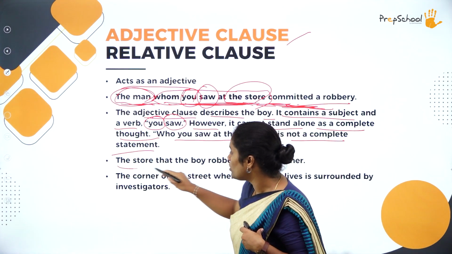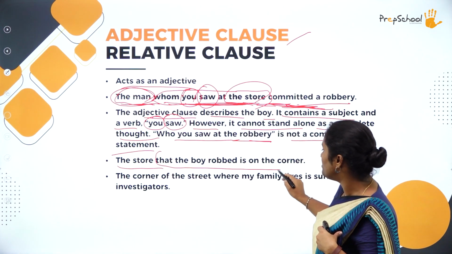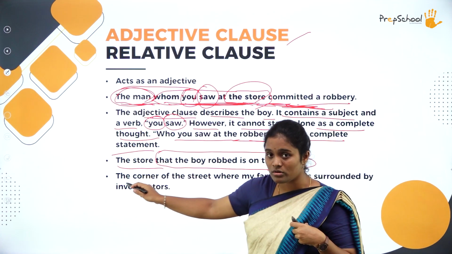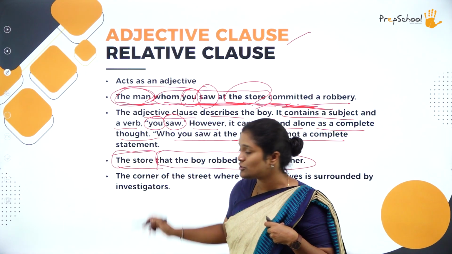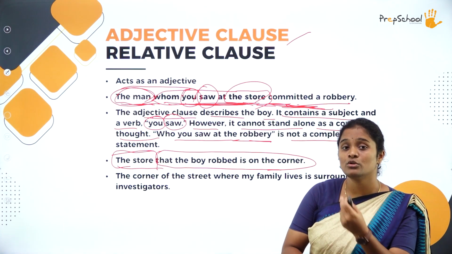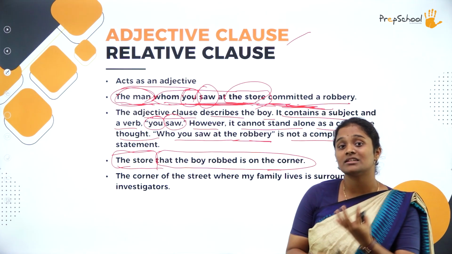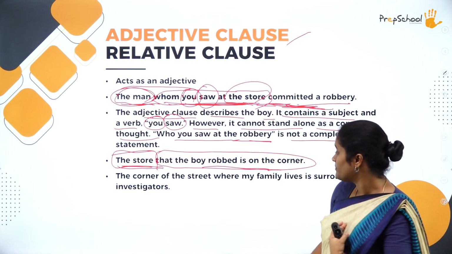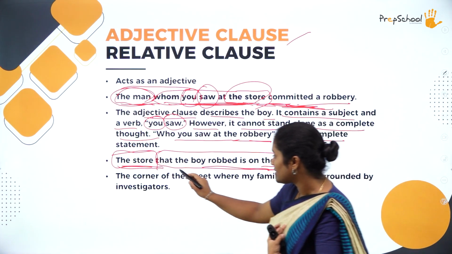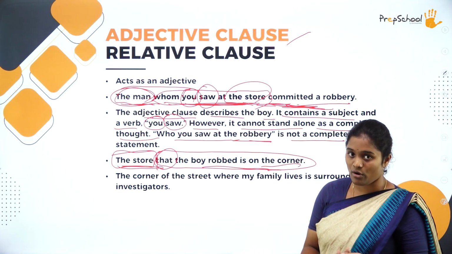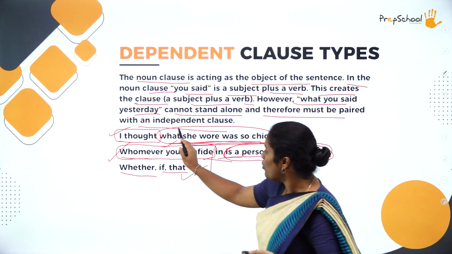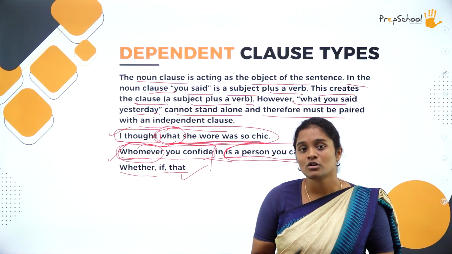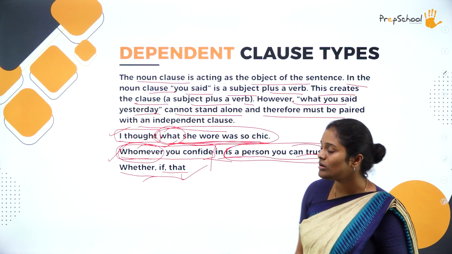Alright? The store that the boy robbed is on the corner. What are we describing now? The store. That is important. This particular store is what we are describing. So now you'll get to know the difference between a noun clause and an adjective clause, isn't it? So we are describing the store over here: that the boy robbed is on the corner. That is the word that tells you it is a clause that we are talking about. And in the earlier one also, I think you had whomever. When such words are used, those are examples of clauses. Whether, if, that, all of these are examples.